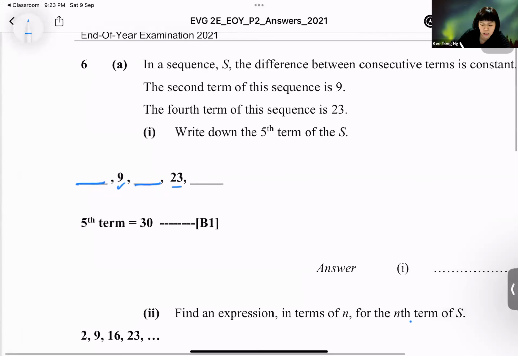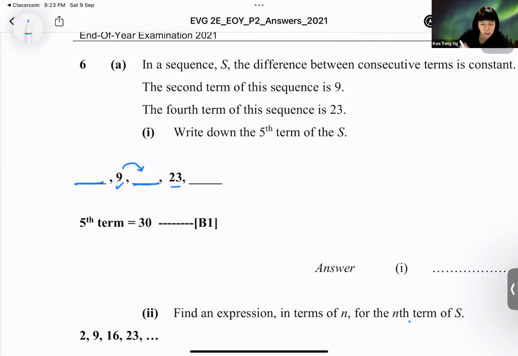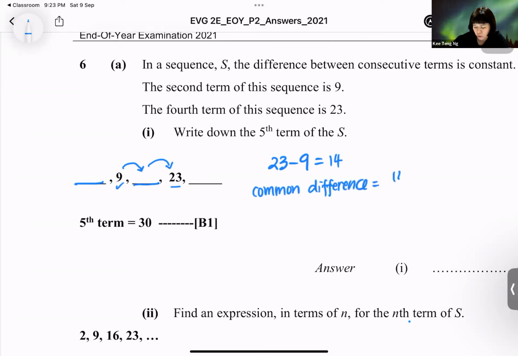So I need to check from 9, I'm going to skip one time, one difference, skip a second time. So it's actually 2 times the difference. Let me find the common difference first, right? 23 minus 9, this is 14. The common difference, I skipped it 2 times, so it will be 14 divided by 2, that's 7.